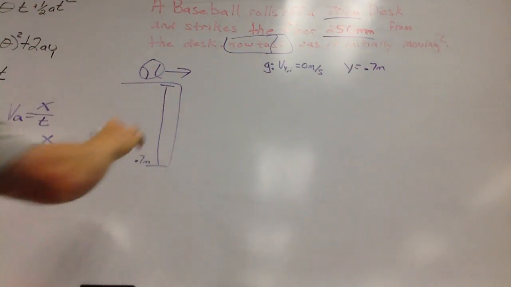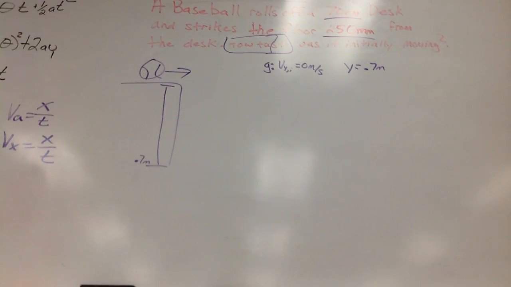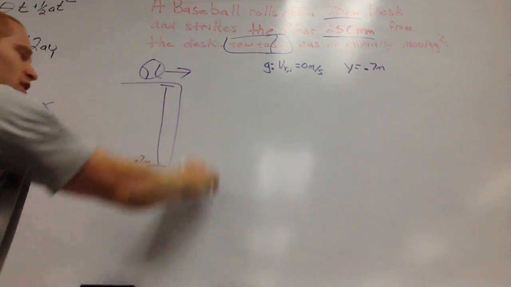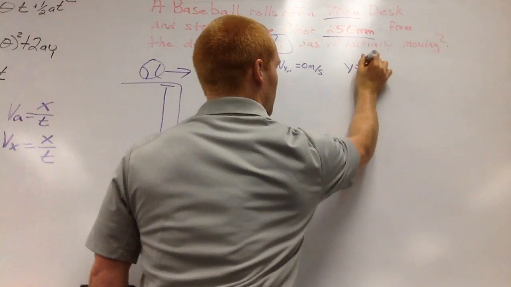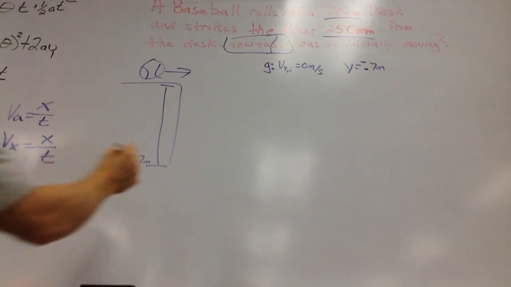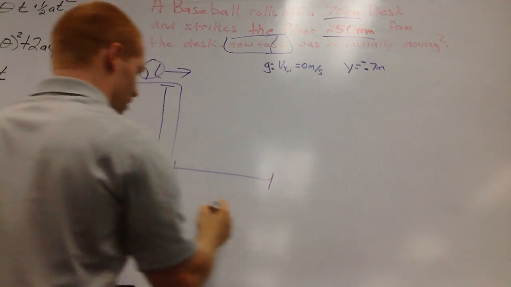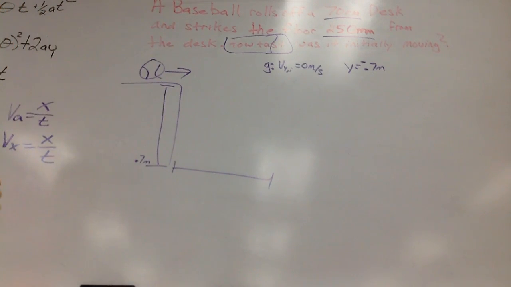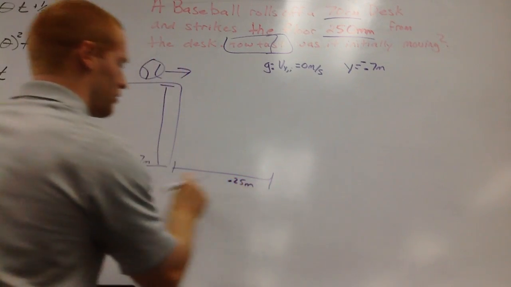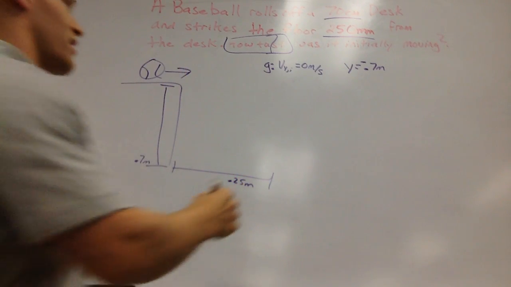Notice the ball is actually going to be going down. So the height is 0.7 meters, but since it starts up and it goes down, it's going to be negative 0.7 meters for the direction the ball is going. And then it also tells us that it hits 250 millimeters away, so that is 0.25 meters. It's going horizontal, so that's our x.